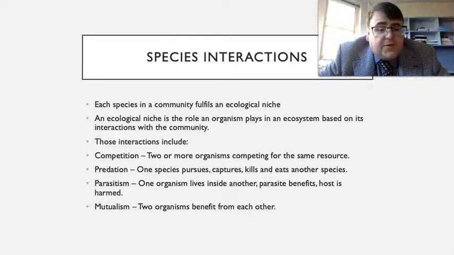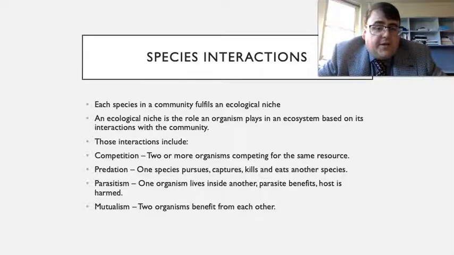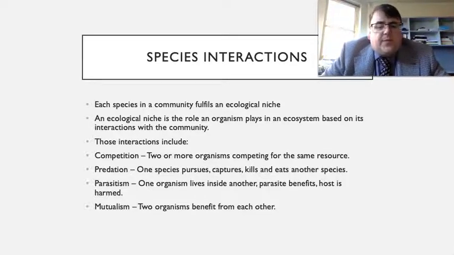Mutualism is the last one we're going to talk about. It is when two organisms benefit from an interaction with each other. So they're living and helping each other, and they both benefit from that interaction.